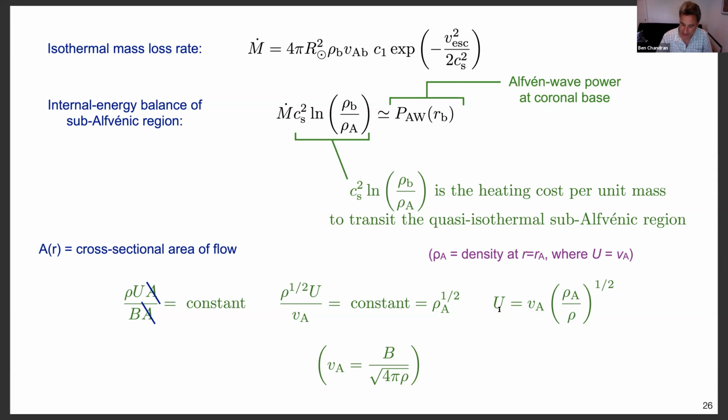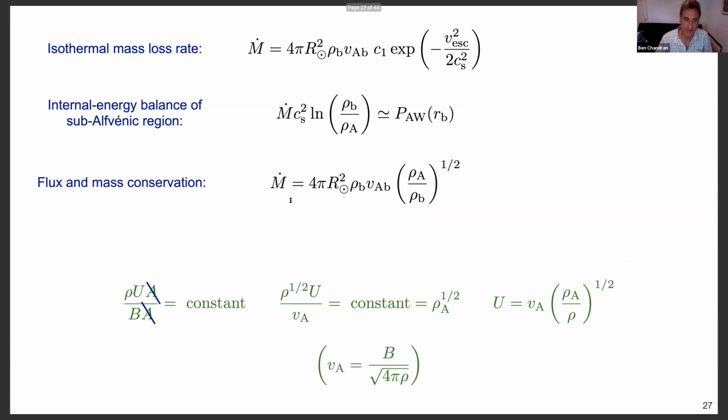We can use this to get another expression for the mass loss rate at the coronal base. It's just 4 pi r squared rho times U. Let's evaluate that at the coronal base. 4 pi R sun squared, where R sun is about the same as the radius of the coronal base, times the density at the coronal base. These last terms here are the flow speed at the coronal base: Alfvén speed times that density ratio to the 1/2 power.